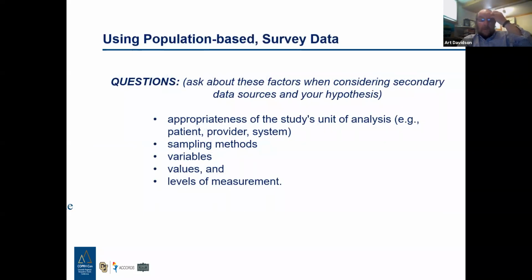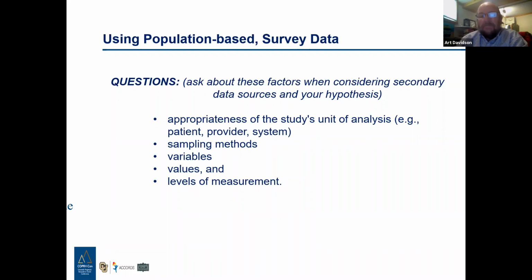So the things that you want to, as Dr. Vox spoke about, you want to interrogate your data. Ask about these factors when considering your secondary data source. Is it the appropriate unit of analysis? Do I really want to ask a question about a patient or a provider's practice or about systems? And each of the data sets may be particularly tuned to one or the other of these. Sometimes they'll cover several, but they usually tune to one of them rather than all of them.